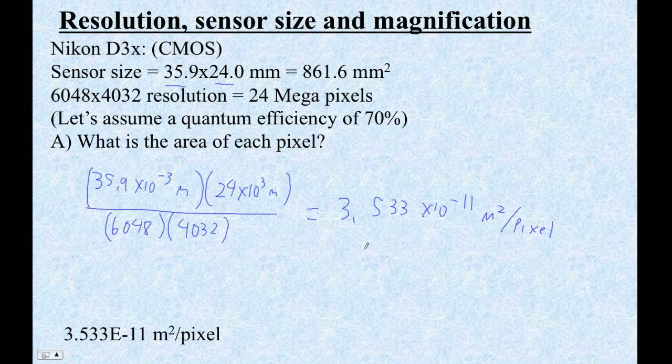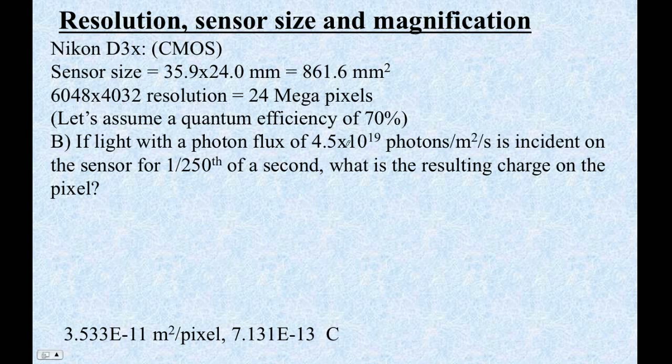Those are small pixels. What do you suppose the next question is? Okay, if the light with a photon flux of that many photons per square meter per second is incident on the sensor for 1/250th of a second, what is it? Oh my god, that's hard.